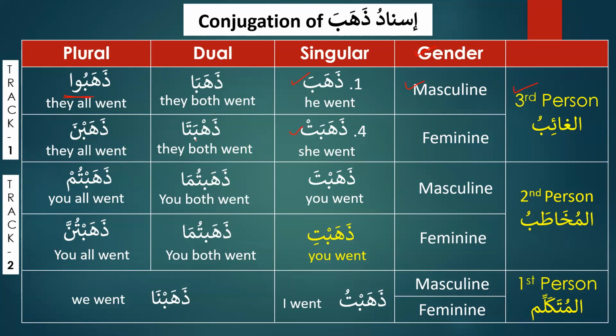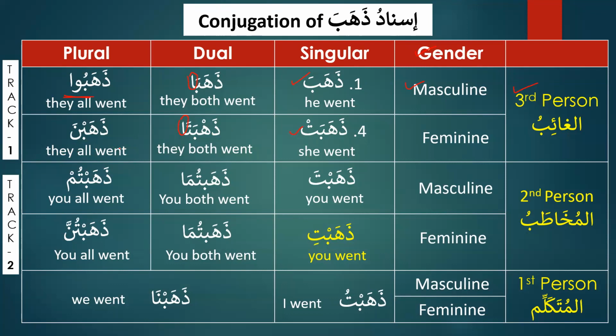And for the dual, it will be dhahabata. So as we can see over here, for dual masculine and feminine, the way to recognize it is the alif, the alif of dual, dhahaba and dhahabata. And then for the feminine plural, for the third person, it is dhahabna. As you can see, we have two tracks over here, as if we have the two tracks of a train. The first track starts from dhahaba and continues up to dhahabna. And after reaching dhahabna, there is a change that has taken place.